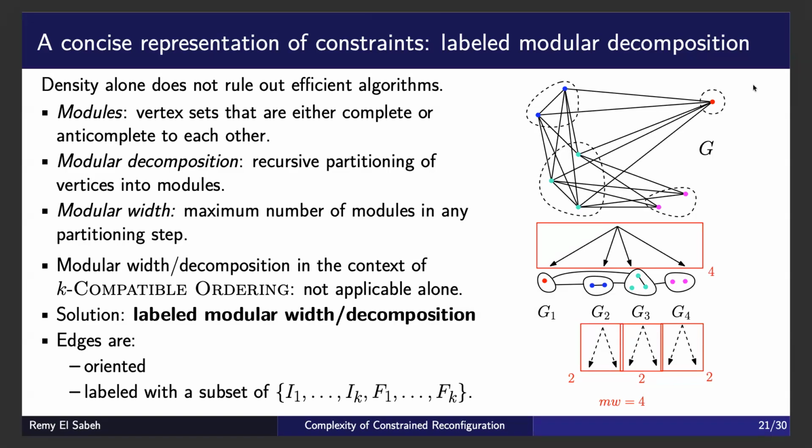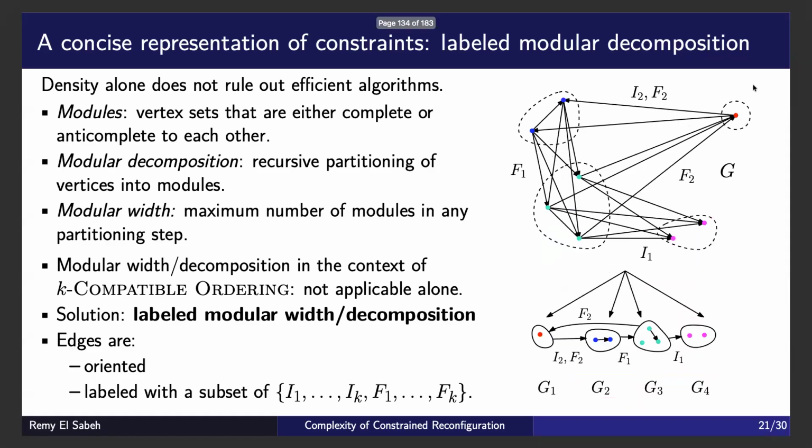basically come up with a variant for this, which we're calling labeled modular width. So here, what we're doing is we're orienting the edges and we're labeling them based on the constraint graphs that they come from. So that graph that's there, I just transformed it into another version where the arcs are oriented and where the arcs are labeled based on the constraint graphs from which the arcs come from. So everything else is sort of the same. We're still decomposing and we still do this process recursively.